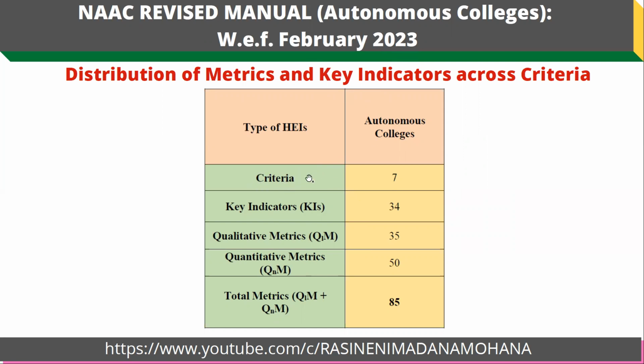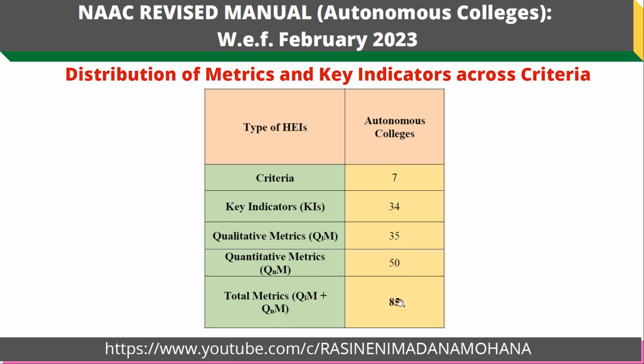For any institution, there are a total of 7 criteria in NAAC. For autonomous colleges, the key indicators are 34. The number of qualitative metrics is 35. The number of quantitative metrics is 50. Total metrics, cumulative of qualitative and quantitative, is 85: 35 plus 50, total 85.